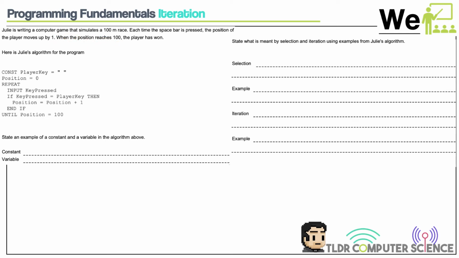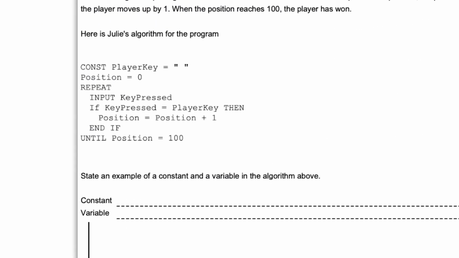Okay, here is the algorithm, and maybe we can zoom in a little bit on it. We've got the word constant, so that indicates it's a constant. Remember, a constant is a value that's stored but doesn't change. That player key equals this, and that will be indicating the space. And then position is set to 0. And then we keep on looping around, so this is a logic-controlled loop. Repeat until the position becomes 100. So you input a key pressed. If the key press matches player key, so it matches the space, then add 1 to position and reassign it to position. Keep on going around until position becomes 100, and then we'll finish.